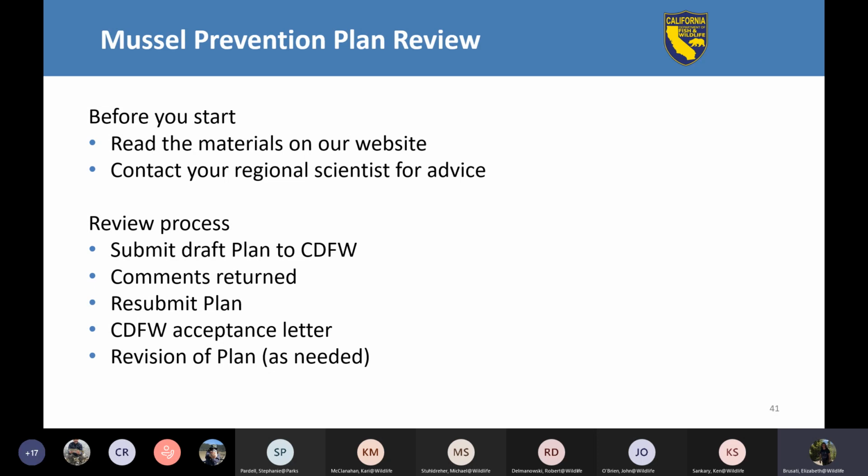And once everything is complete and we believe that it meets the qualifications of Fish and Game Code Section 2302, CDFW will give you an acceptance letter stating that. And then in terms of revising the plan, that's just done as needed. There is no expiration date on these plans. There is no requirement to revise them on any certain time schedule. It's probably a good idea to take a look at them every few years to make sure that nothing major has changed, but there is no formal requirement for revision.